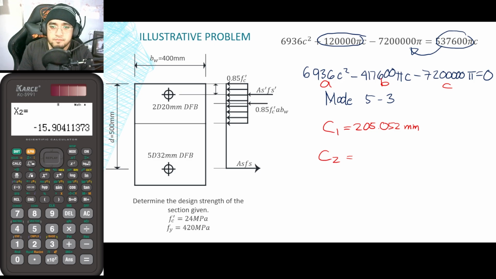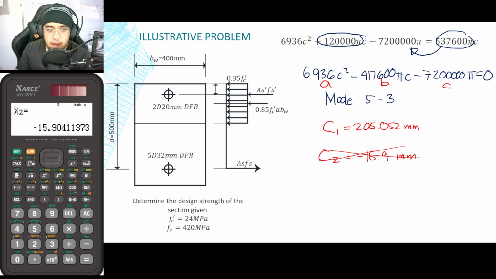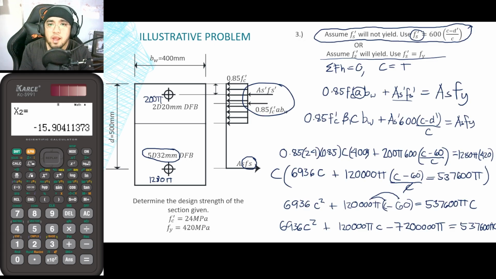negative 15.9 mm. So as you can see here that this is actually impossible since we cannot have a negative value of C. So meaning guys that this is now our value for C. However, I'm not really sure if that is correct, because once again, if you can remember earlier that we only have assumed that Fs prime will not yield.